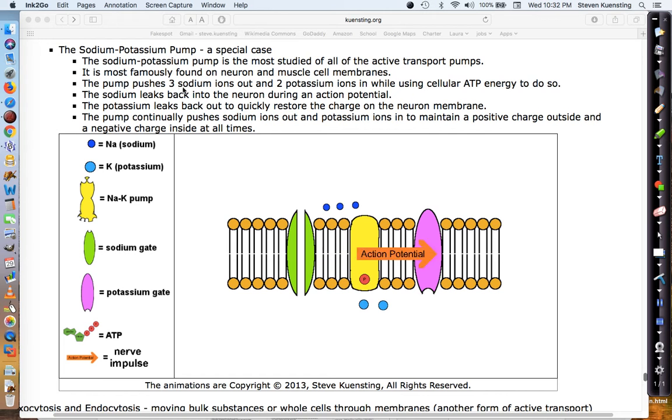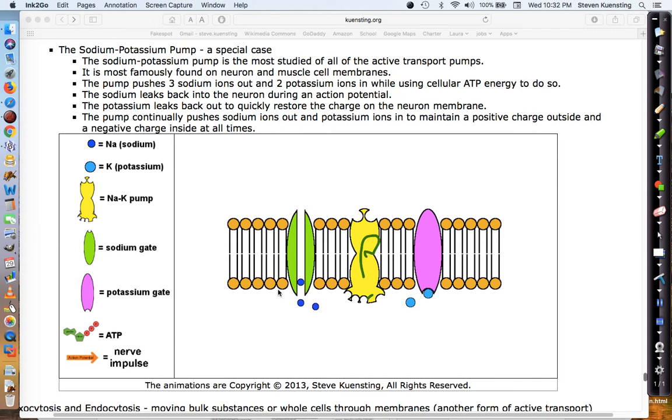So what the pump does is it pumps sodium out. The yellow thing in the middle is the pump, P for pump. The pump consumes ATP, and in so doing, it throws sodium out. When a nerve impulse comes through, the sodium leaks in. That's what a nerve impulse is, sodium leaking into the membrane. The membrane, to restore its charge, lets the potassium leak back out.